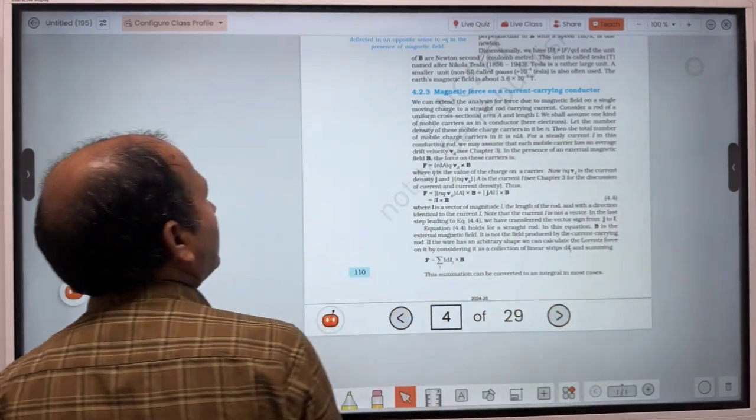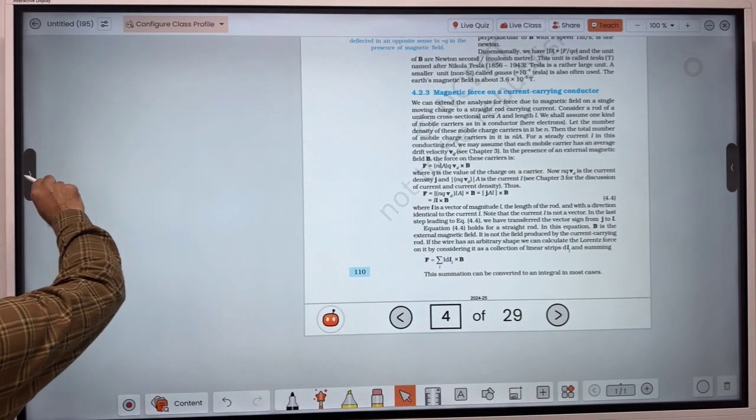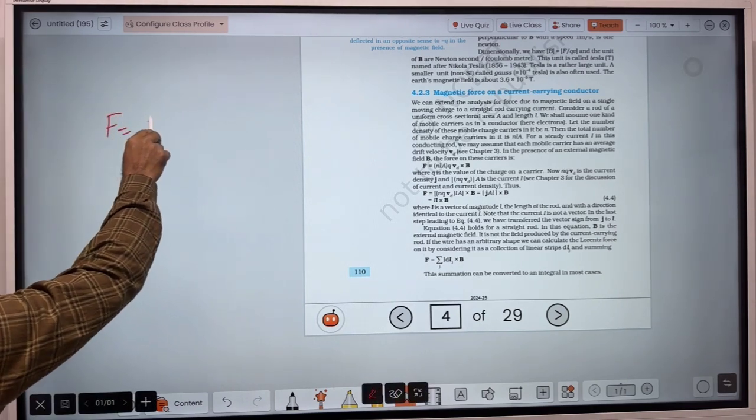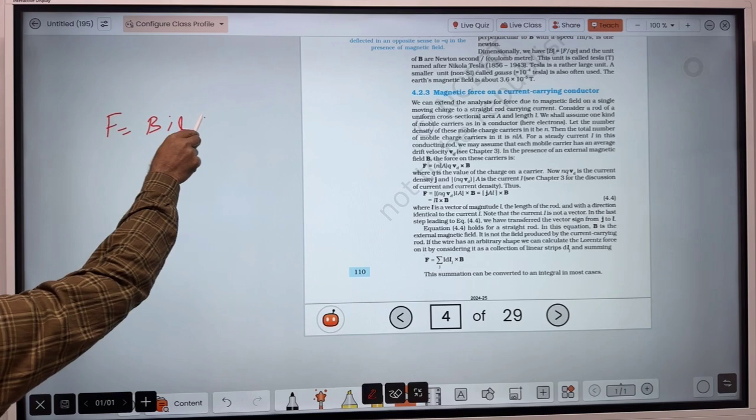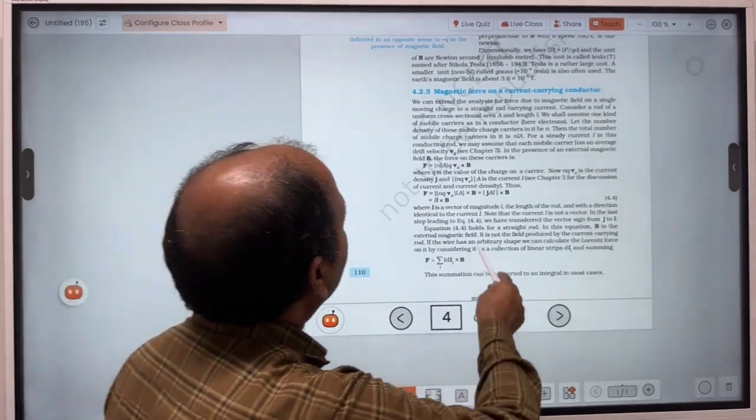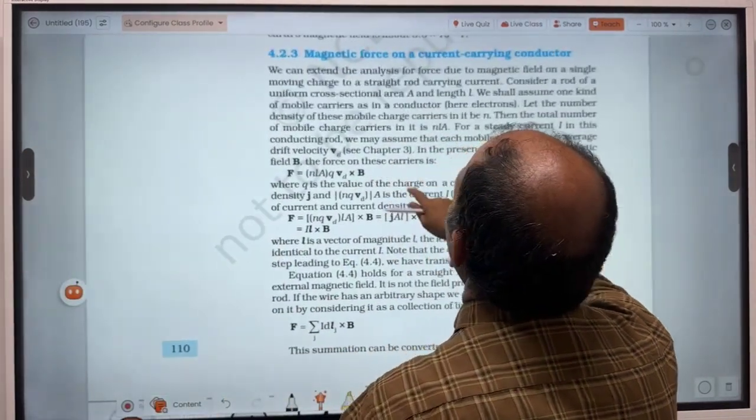Now we are going to see magnetic force on a current carrying conductor. F equal to BIL. This is the basic relation that we are going to see here. So let's read it and then I will analyze.